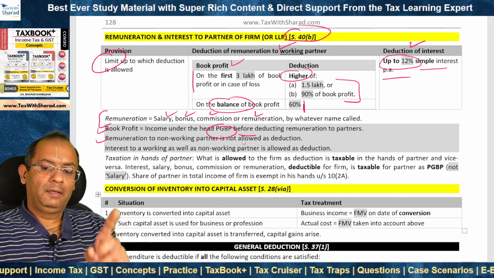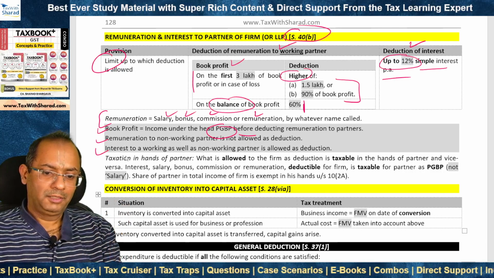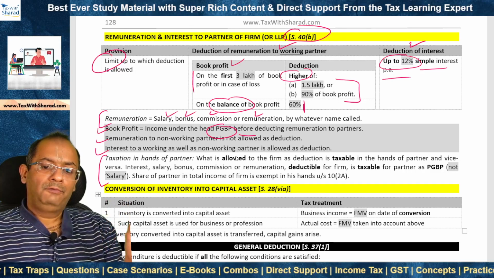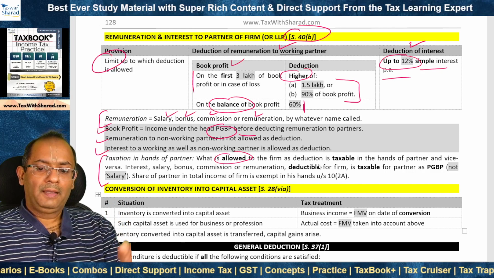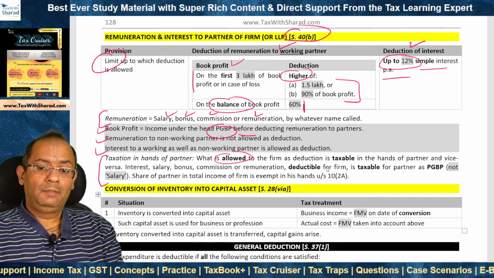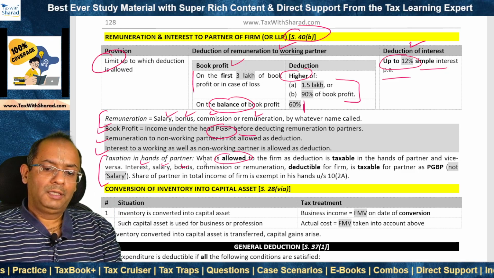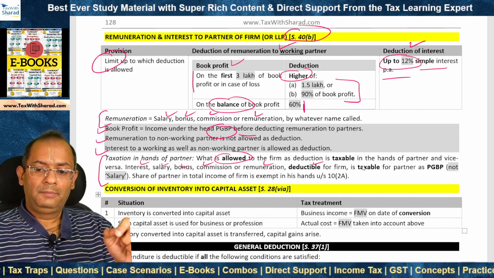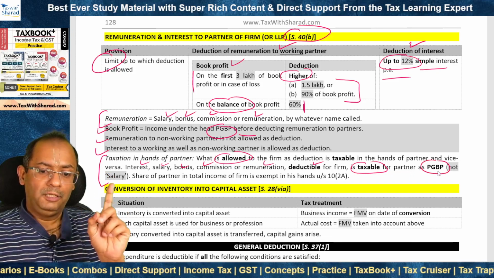Remuneration to non-working partners is not allowed as deduction, but interest to working as well as non-working partner is allowed as deduction. What about taxation in the hands of the partner? So if the amount is allowed as a deduction in the hands of the firm, it is taxable in the hands of the partner. If the amount is not allowed in the hands of the firm, it is not taxable in the hands of the partner. So interest, salary, bonus, commission, or remuneration, if it is deductible in the hands of the firm, it is taxable in the hands of the partner, but not under the head salaries, under the head PGBP.